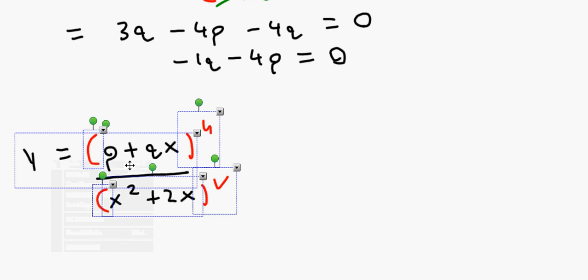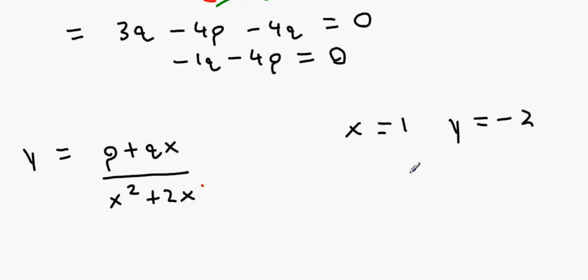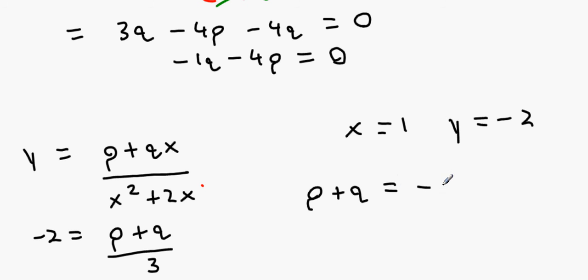okay, now since we're not differentiating this time, we've gotten all the information from the differentiation. So the point is (1, minus 2). Okay, so this point being (1, minus 2) basically means that x equals 1 when y equals minus 2. So it's quite easy. Replace y with minus 2. Replace x with 1. So we're going to get p plus q, all divided by 1 squared plus 2, which is going to be 3.